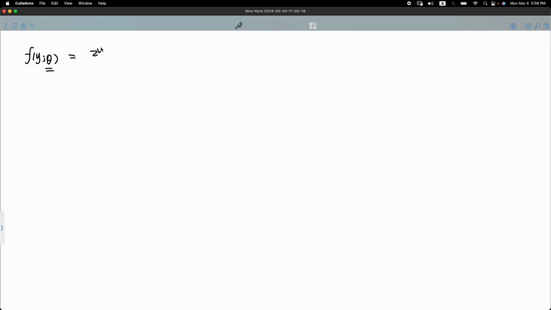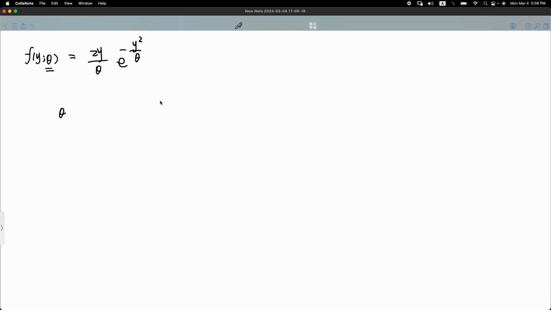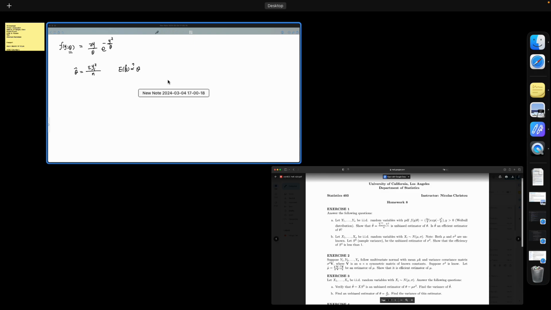So the PDF is 2y over theta, times the exponential of negative y squared over theta. We want to estimate theta, and what we define is that our estimate is the summation of Yi squared over n. So our goal is to check whether the expectation of theta hat is equal to theta or not. That's one thing we want to check.